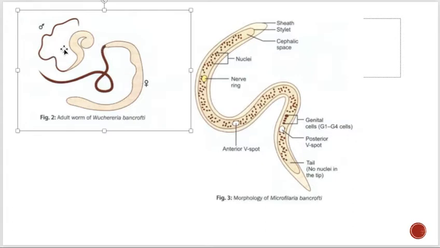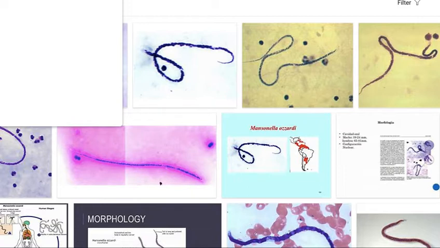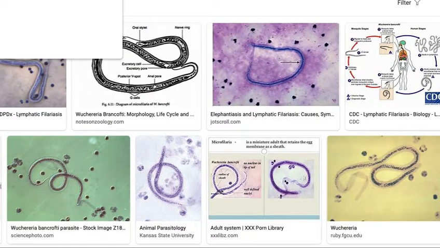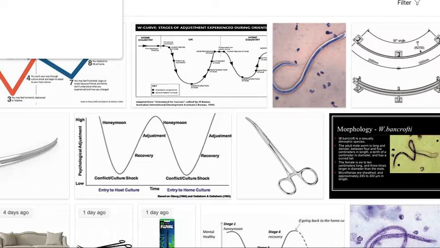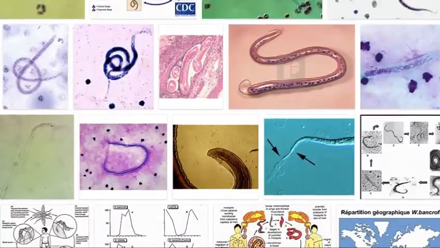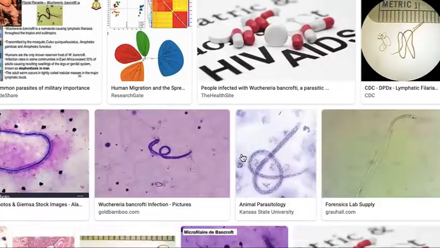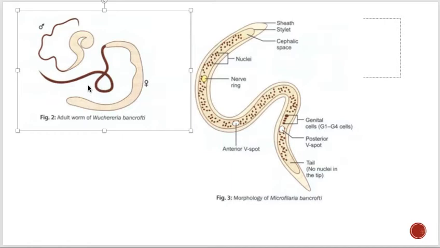The males and the females remain intermingled, or you can say they are in a coiled form, in the lymphatics. And this is the microfilaria.